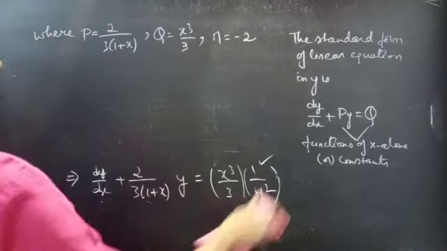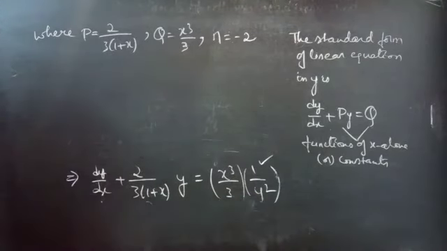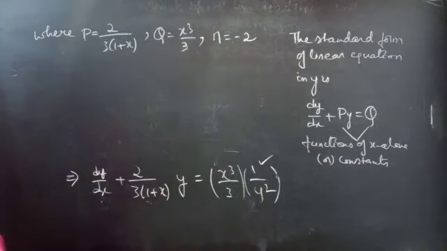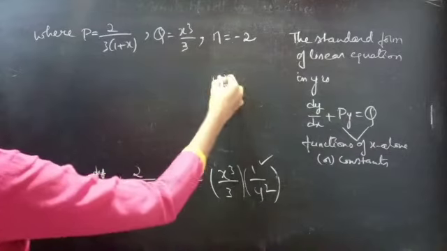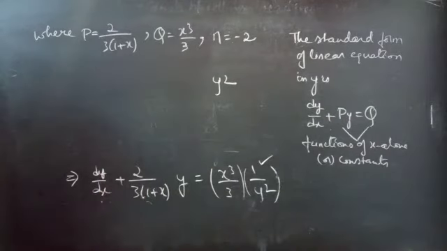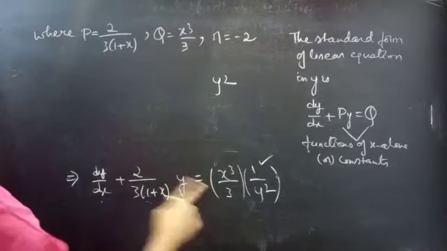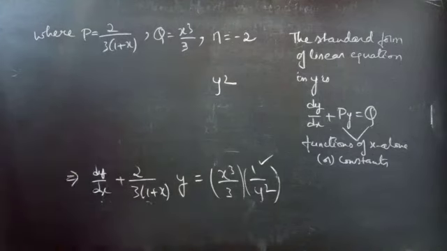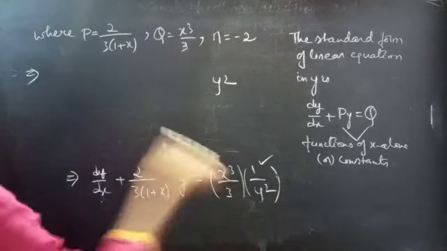Now we'll eliminate 1 by y squared from the equation. How can we eliminate 1 by y squared? There are only two ways. Either you can multiply both sides of the equation by y squared, or you can take this y squared to the LHS. So let's see what happens if we take y squared to the LHS.